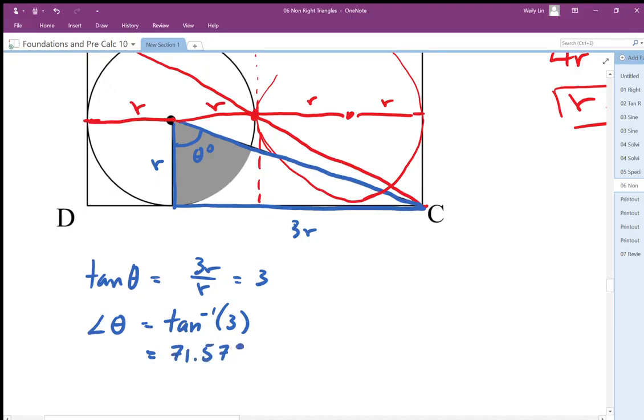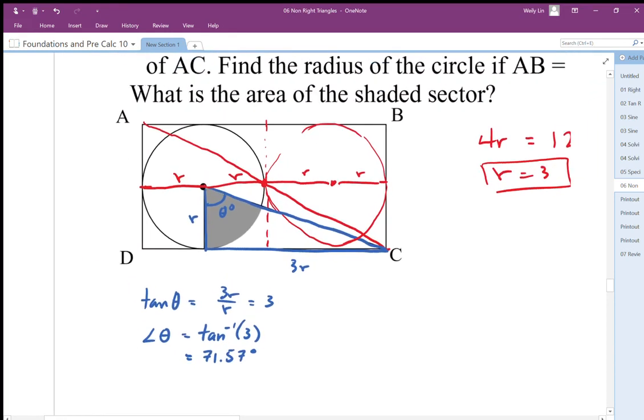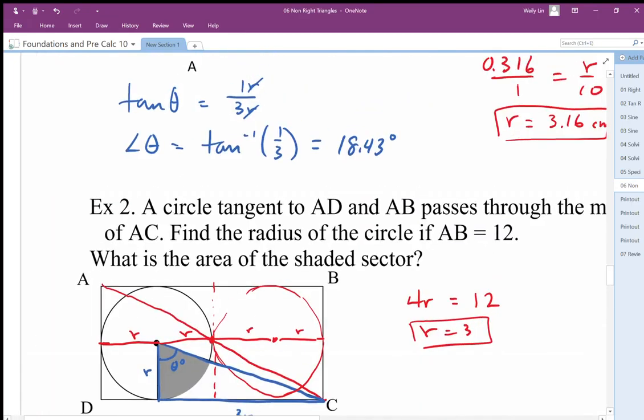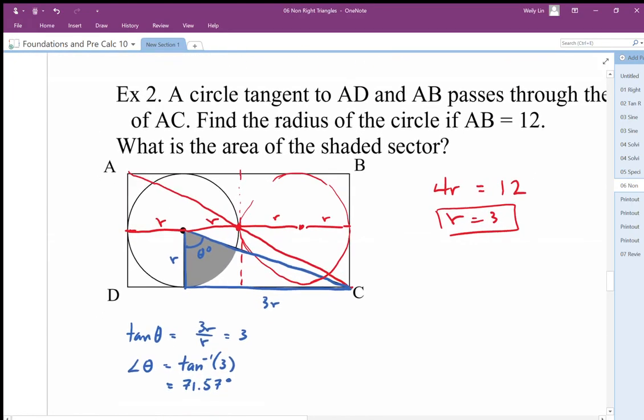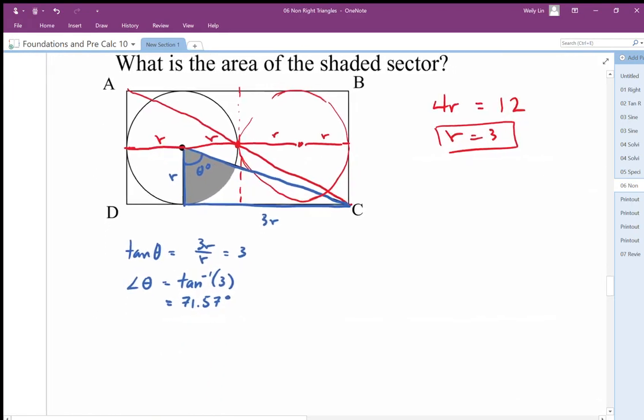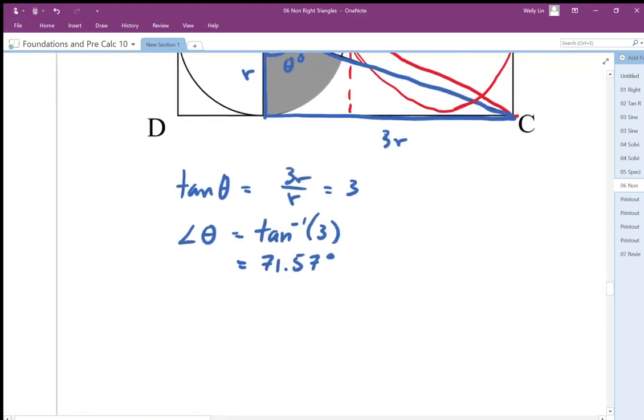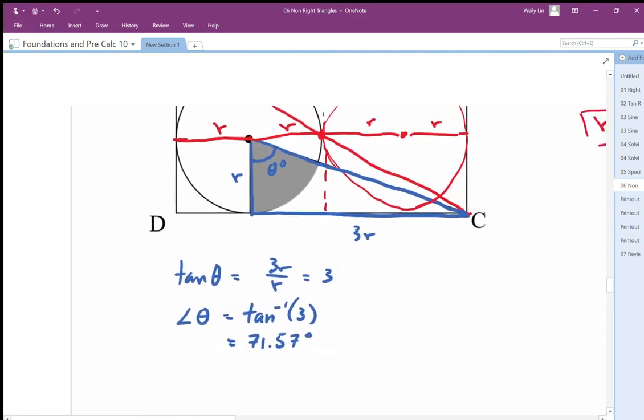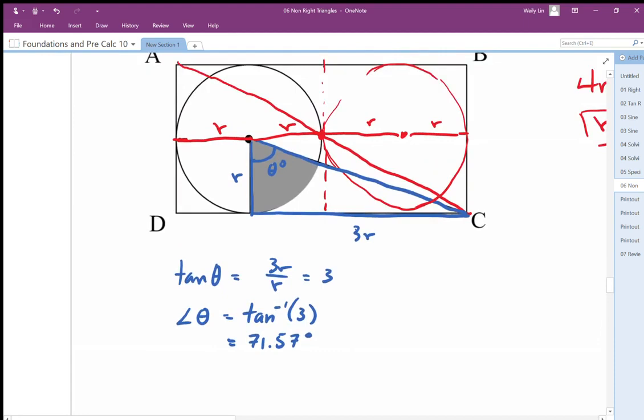So given that angle now, we can solve for the area of the sector. Just to double check here, this should relate to that last problem. 18.43 and 71.57, they are complementary to each other, meaning they add up to 90 degrees, because they are actually the same triangle.